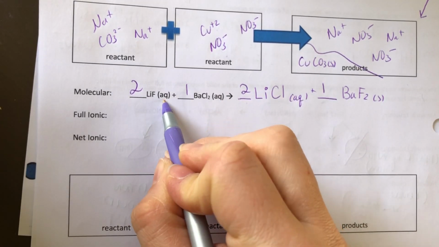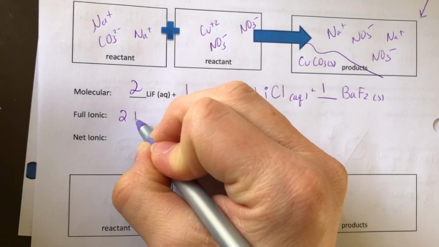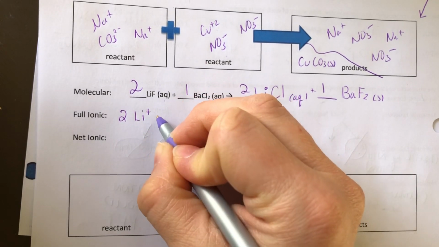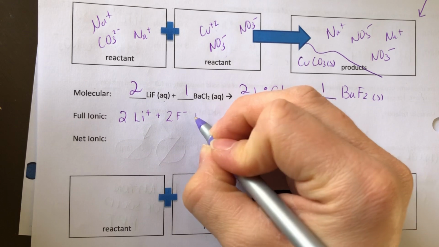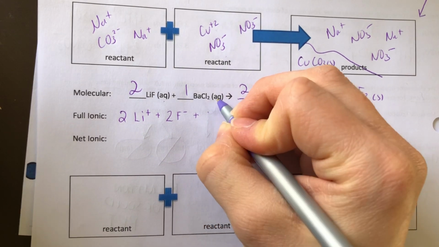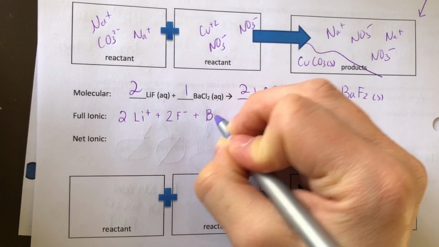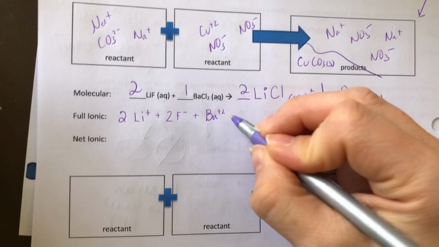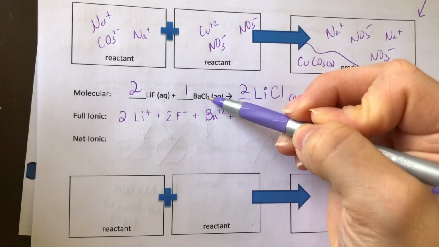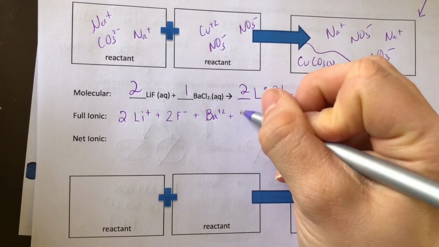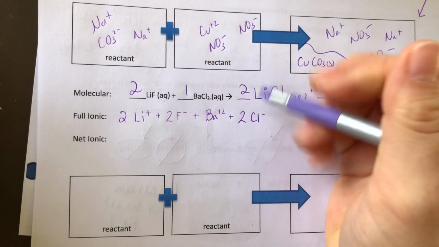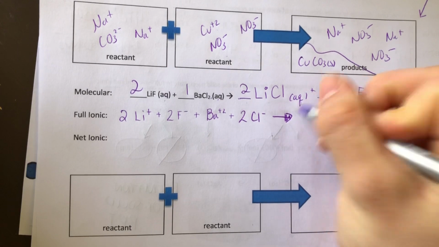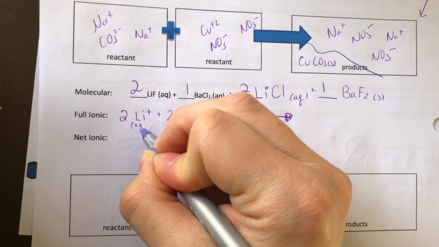So aqueous, I'm going to break it up. That's going to break up into 2 lithium ions, which are both +1, and 2 fluoride ions, which are both -1. This is aqueous, so it's going to break up into 1 barium ion, that's +2, and 2 chloride ions, but they're separate from each other. It's like Cl minus, Cl minus. So that 2 comes out in front. Everything here is aqueous, so you should put aqueous.